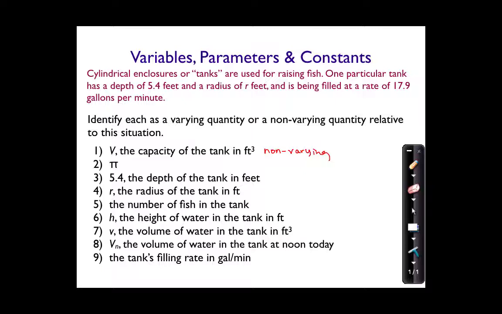So let's see, what about pi? Is pi varying or non-varying? Now pi is kind of related to this because it's cylindrical. If I were going to compute some stuff, we'd have a circle in pi. So pi is non-varying, it's non-varying all the time. What sort of thing is pi? It is a constant, a mathematical constant.